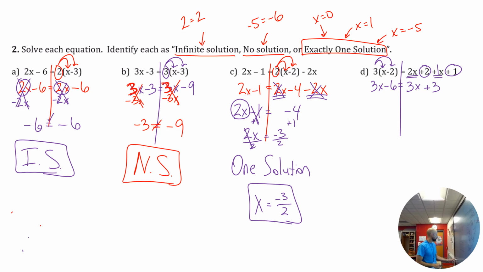So think back to what we talked about over here, right? If you look at the coefficients of the variables, they're both 3. So the variables match. So that means the variables will cancel out. So if you need to see that, here's what happens. We subtract 3x from both sides, and the variables completely cancel out. And we're left with -6 equals 3. That is not true. -6 does not equal 3. So once again, that is no solution.